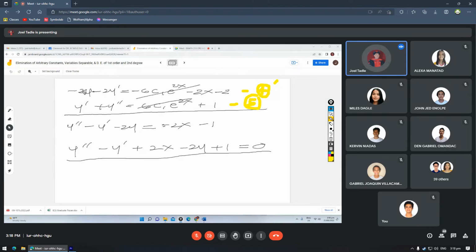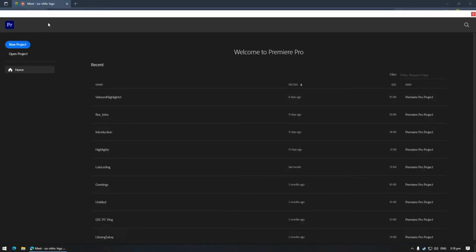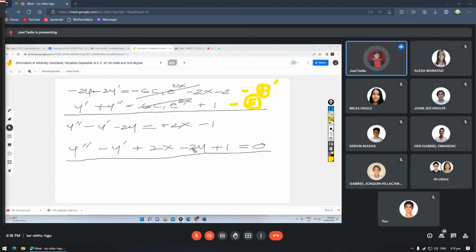Then, ang negative 2y, wa man siya ka-similar term. So, copy lang nimo negative 2y, then equals negative 2x, copy. Then, negative 2 plus 1 is negative 1. Then, atong gi-transpose ang negative 2x to the left, ang negative 1 to the left. So, ma-change ang sign. So, ang atong final answer, y double prime minus y prime plus 2x minus 2y plus 1 equals 0.